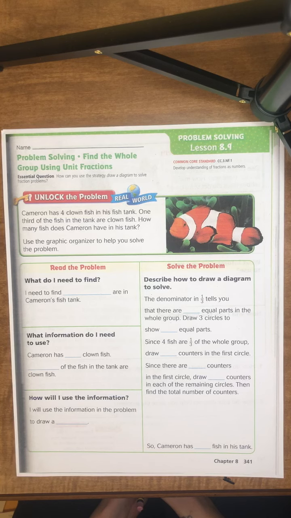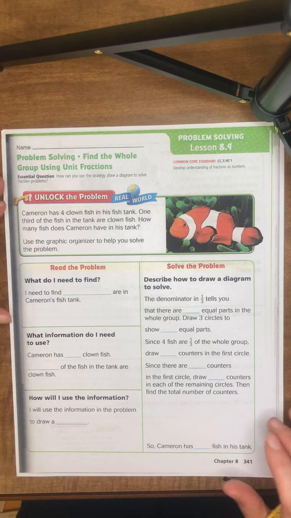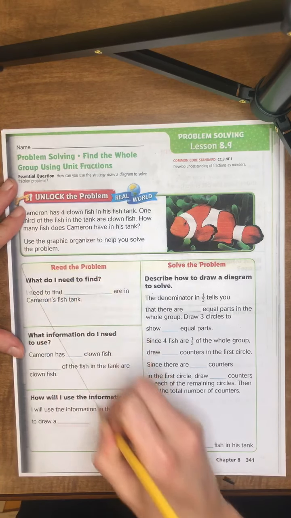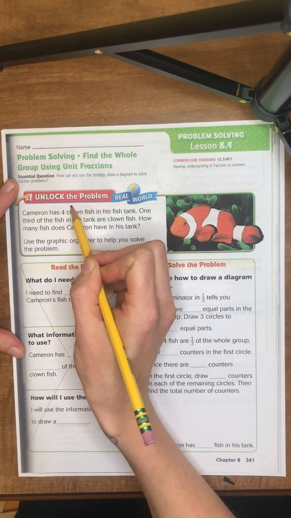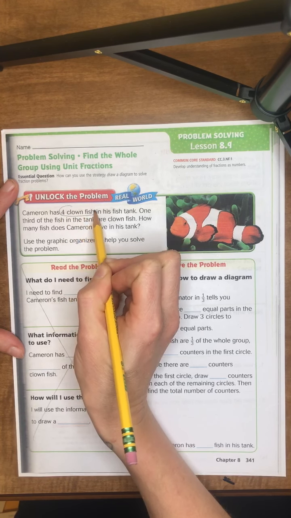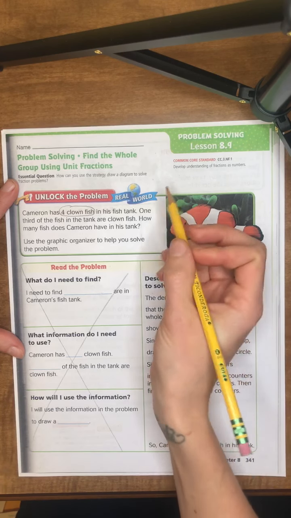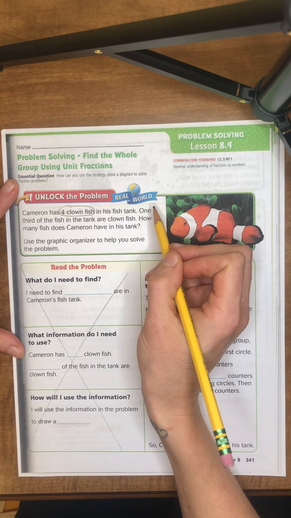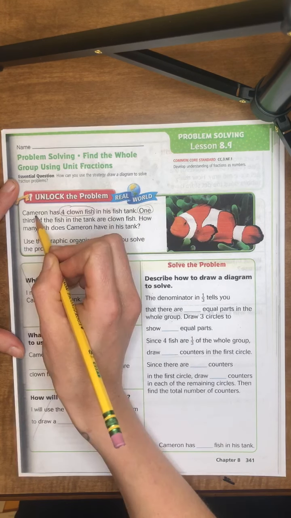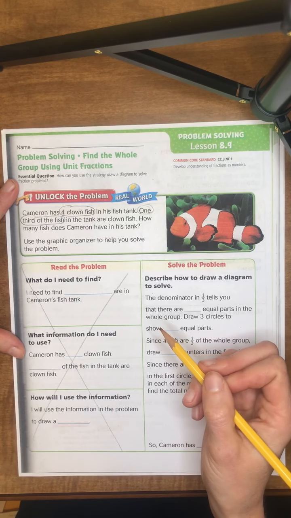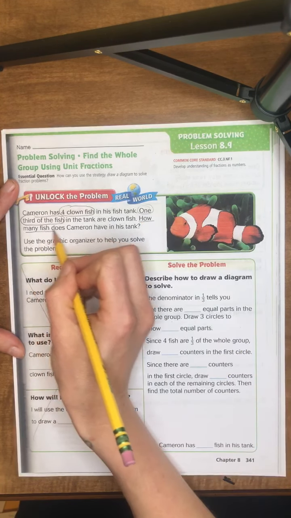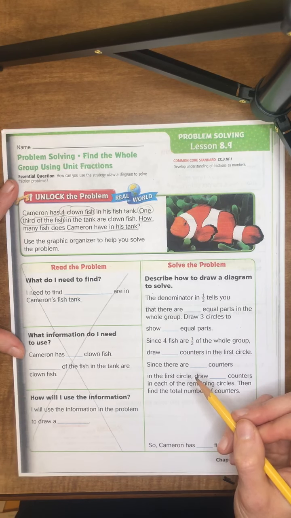Cameron has 4 clownfish in his fish tank. 1/3 of the fish in the tank are clownfish. How many fish does Cameron have in his tank? Remember that we use the cube strategy, which means that we are circling our information. So there are 4 clownfish in the tank. And then 1/3 of the fish in the tank are clownfish. How many fish does Cameron have in his tank?